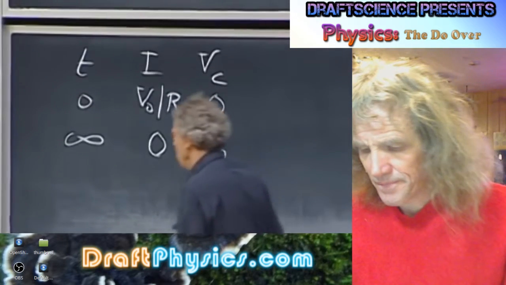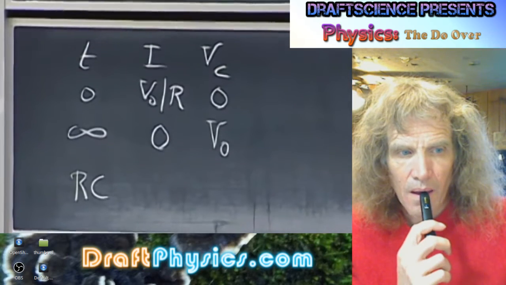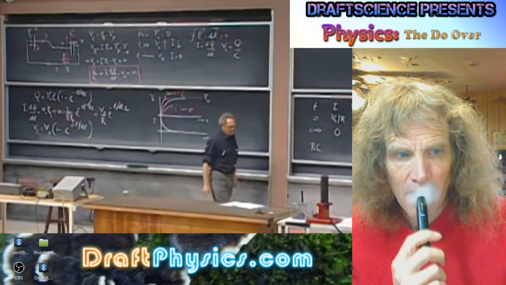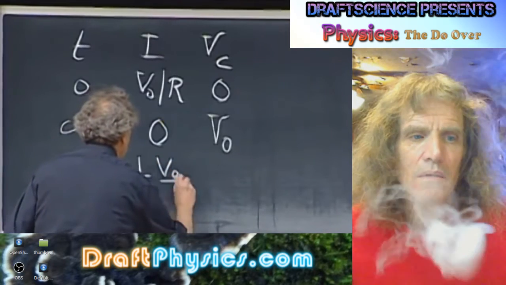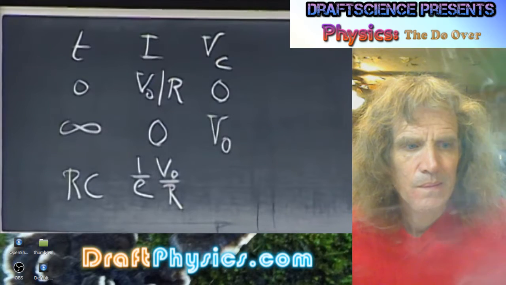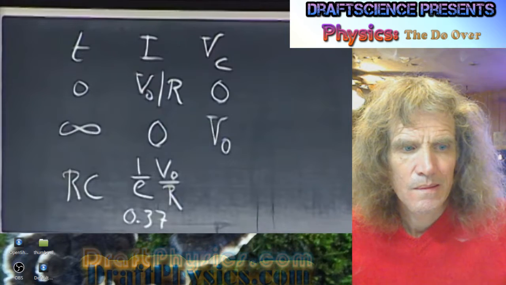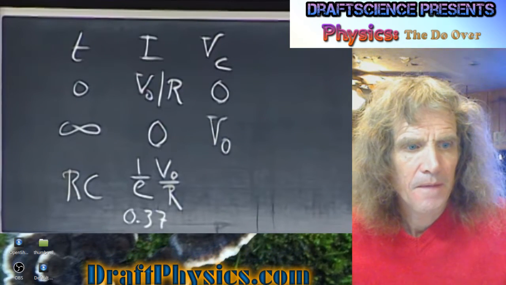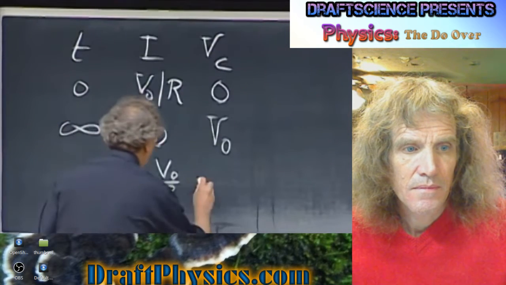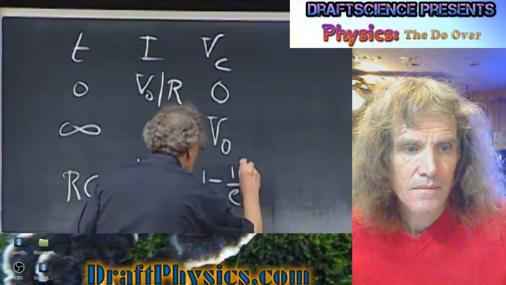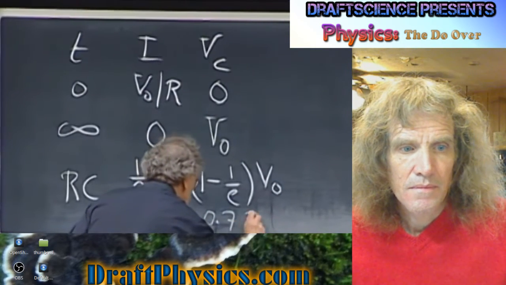If you wait a time RC, that's called the time constant of this circuit. In the case of the current, it's also called the decay time of the circuit. Then, of course, your current is 1 over e times V0 divided by R. And 1 over e is roughly 0.37. So your current is down to 37% of what it was at the beginning. And after a time RC, the potential over the capacitor is 1 minus 1 over e times V0. And that is then about 0.63.